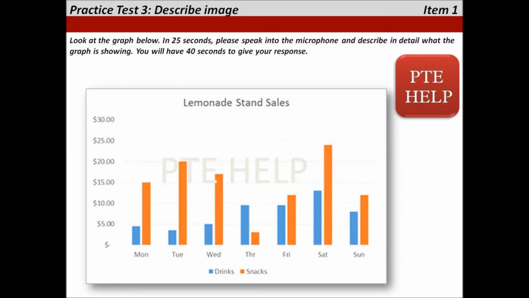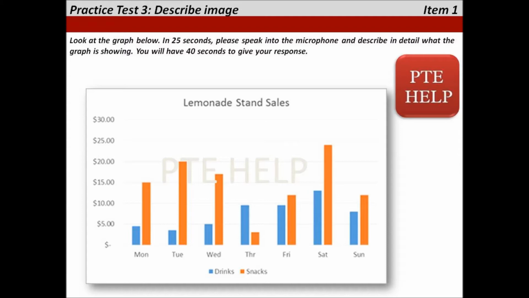Item 1, sample response. This bar chart shows the figures of the lemonade stand sales in the form of drinks and snacks. Firstly, the most salient feature of the chart is that the sale of the beverages was creeping around $4 to $5 in the first 3 days. But the following 3 days showed a significant increase in the sales.